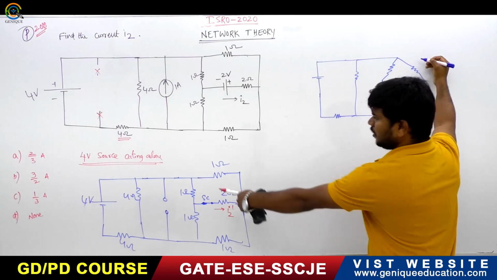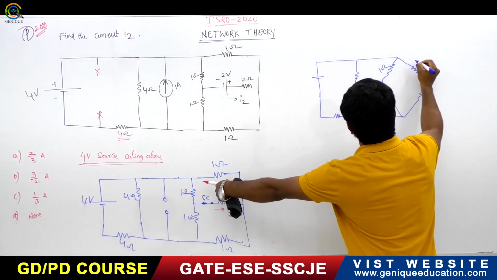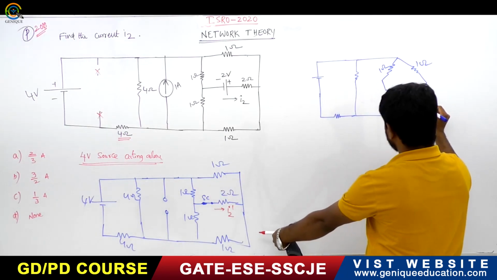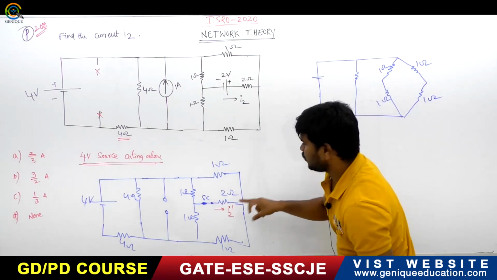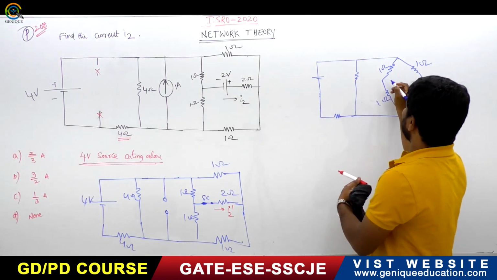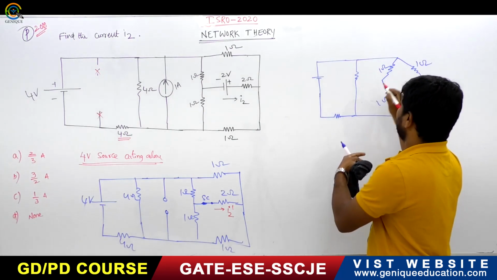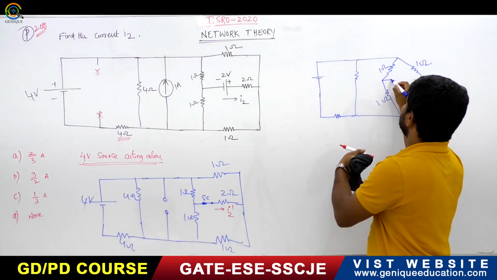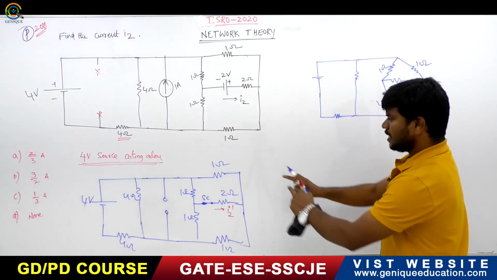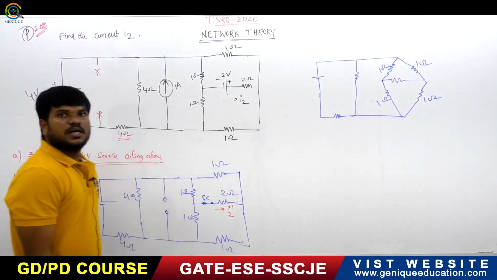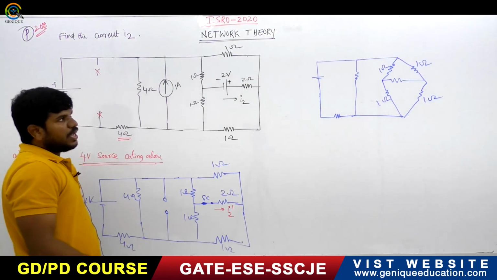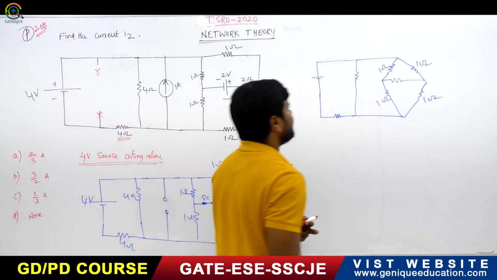This is a 1 ohm, a 1 ohm, a 1 ohm, a 1 ohm. In between these two, there is a 2 ohm resistor. I have just drawn this circuit in the form of a bridge.